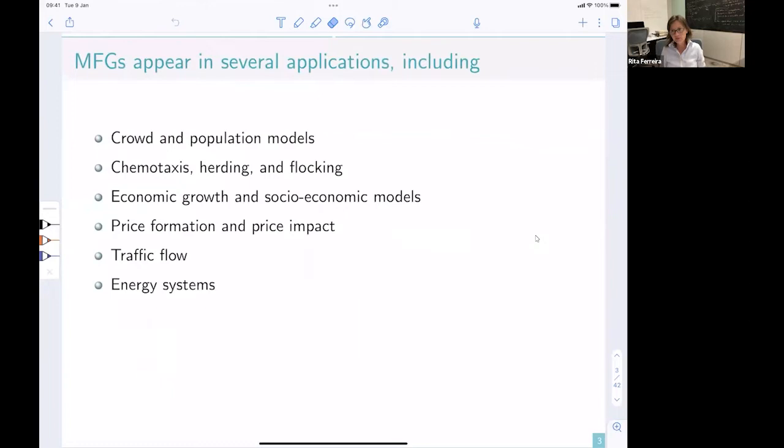And these mean field games appear in several applications, and these include, for example, crowd and population models, chemotaxis, herding and flocking models, economic growth and socioeconomic problems, price formation and price impact, traffic flow, and many more.